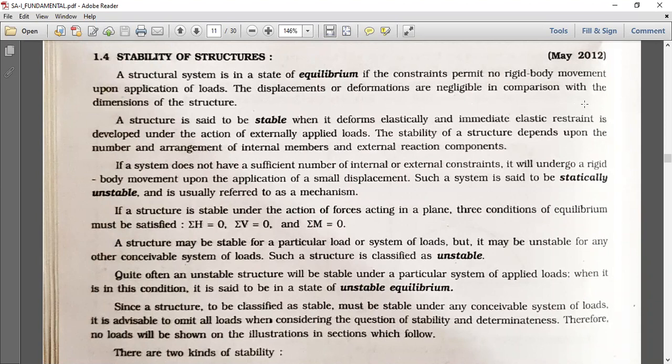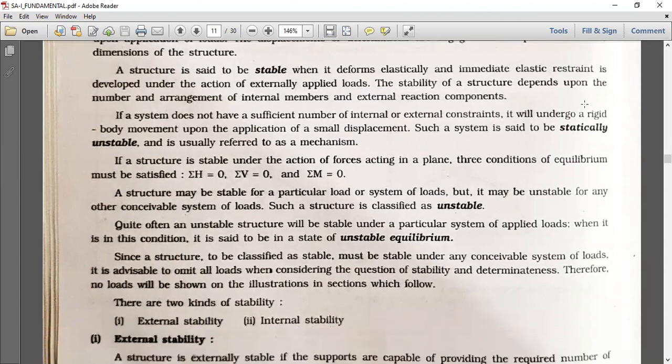A structure is said to be stable when it deforms elastically and immediate elastic restraint is developed under the action of externally applied load. The stability of a structure depends upon the number and arrangement of internal members and external reaction components. If a system does not have a sufficient number of internal or external constraints, it will undergo a rigid body movement upon the application of a small displacement. Such a system is said to be statically unstable and usually referred to as a mechanism.